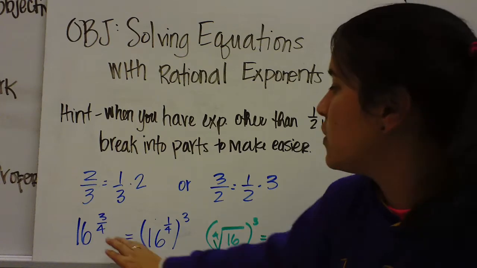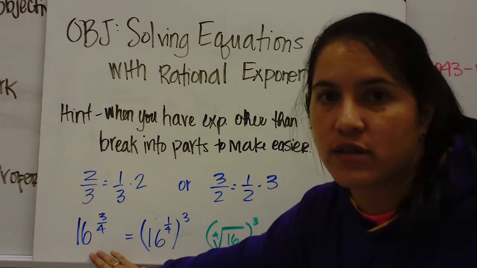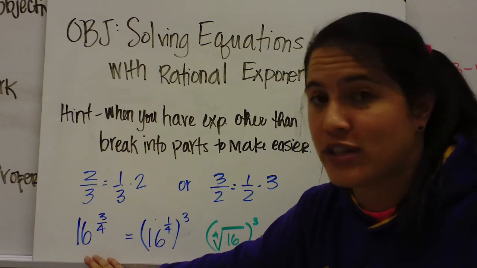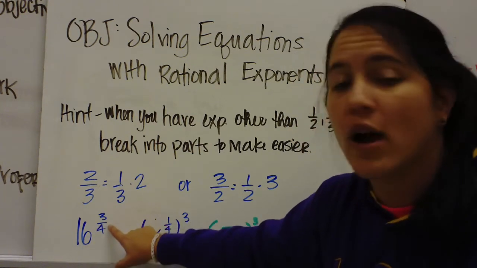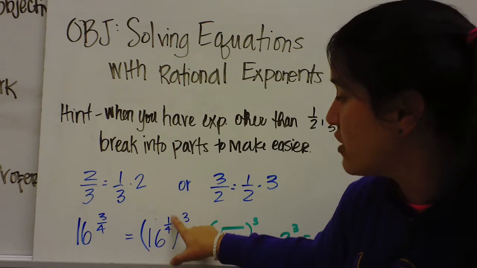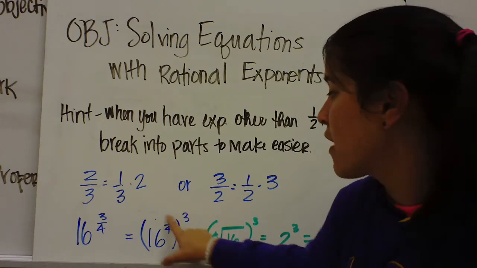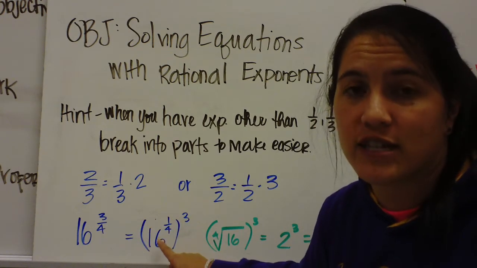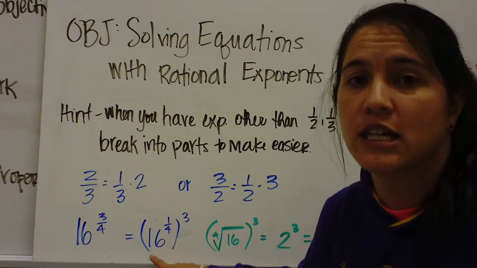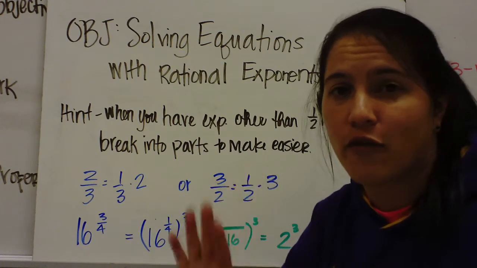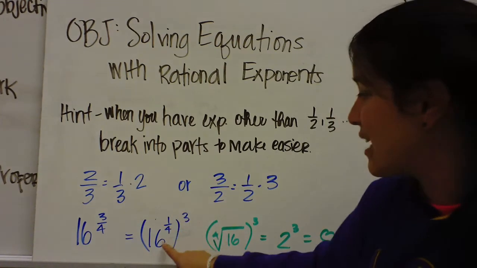So let me give you an example. Let's say you have 16 to the 3/4. When we say 16 to the 3/4, it doesn't mean very much to us at the moment. So break it up into 1/4 and 3. We can calculate the 4th root of 16. Hopefully you've done that enough now that you know the 4th root of 16 means what number times itself 4 times will give you 16.